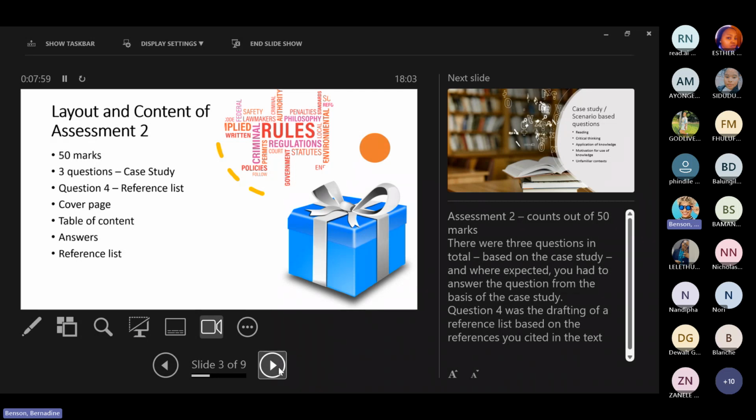Then question 4 was basically your reference list, and this had to be done in terms of the School of Criminal Justice referencing guide. Your assignment had to have a cover page, a table of contents, answers, and a reference list. If it had that, you would have received an additional 1 mark for simply following instructions.